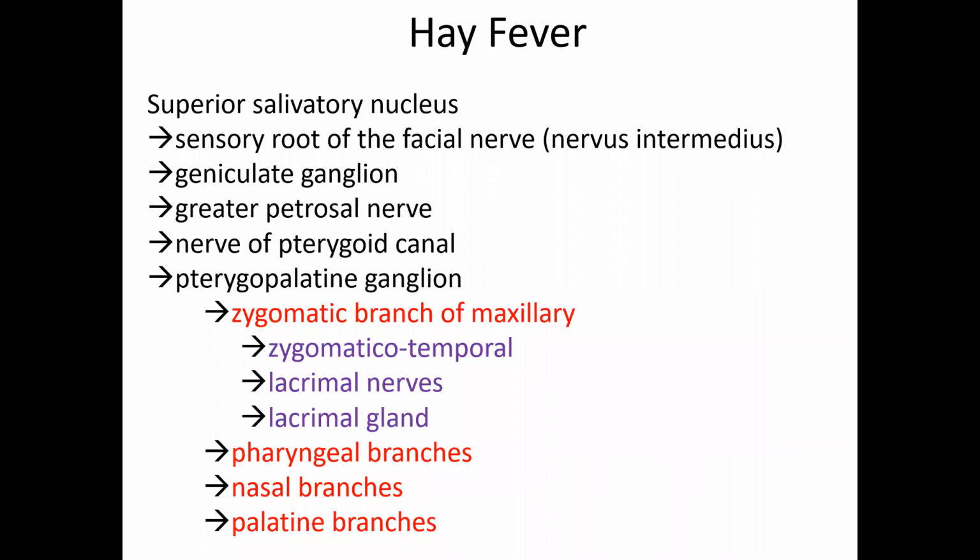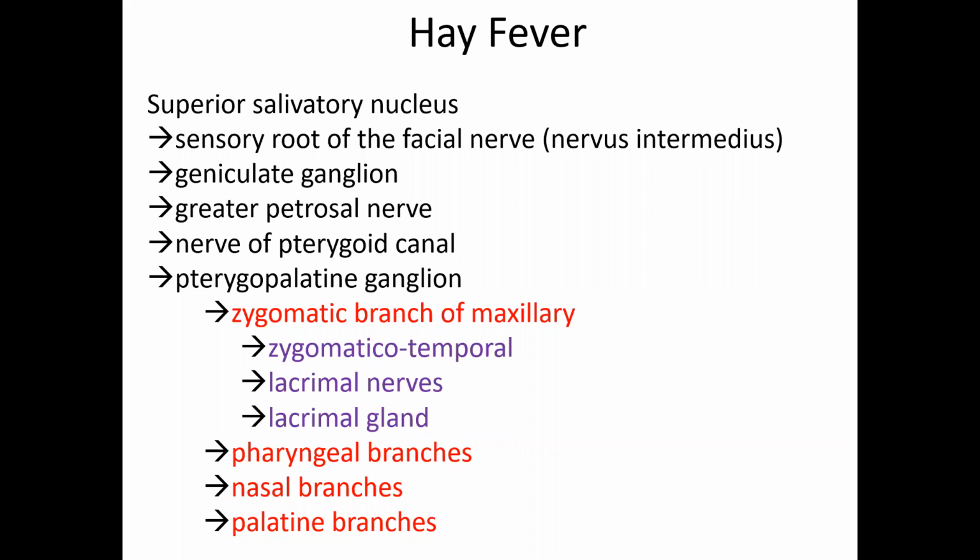In the anterior wall of the foramen lacerum, both the parasympathetic greater petrosal and the sympathetic deep petrosal pass through the pterygoid canal. It is called the nerve of the pterygoid canal. The parasympathetic fibers relay in the pterygopalatine ganglion.